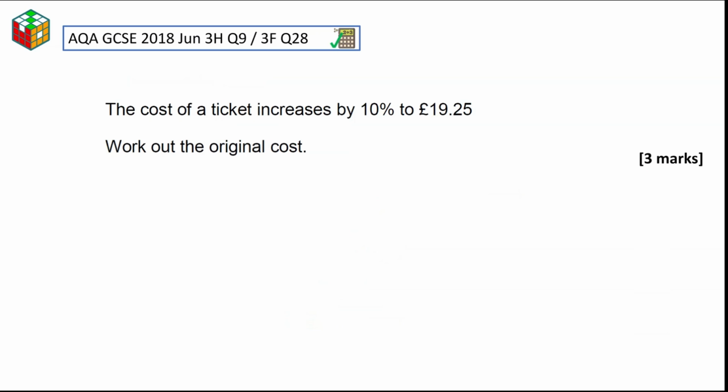Another one, which is a crossover question, 5 marks, at grade 5, 3 marks. The cost of a ticket increased by 10% to £19.25. Work out the original cost. So, increase by 10% means that this time my 19.25 is worth more than 100%, because the original price increased. So that increased to 110%. My aim is still the same. My aim is still to find out 100%.